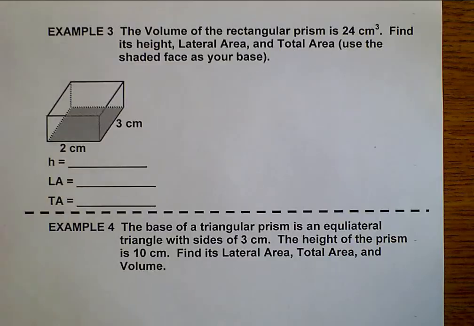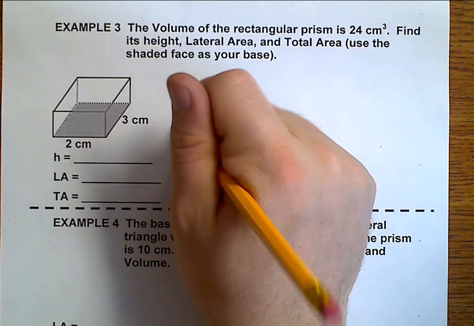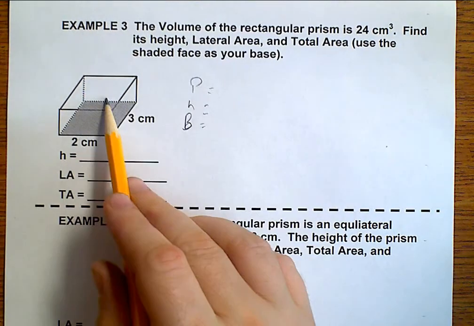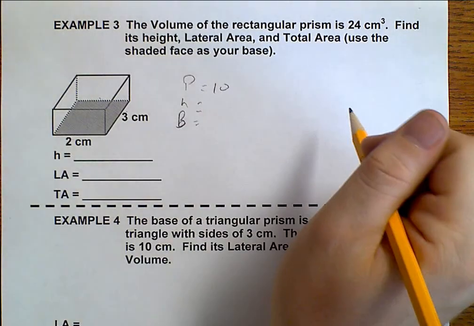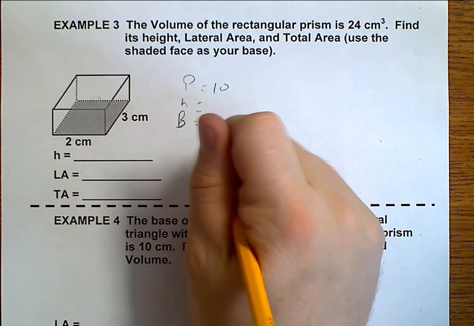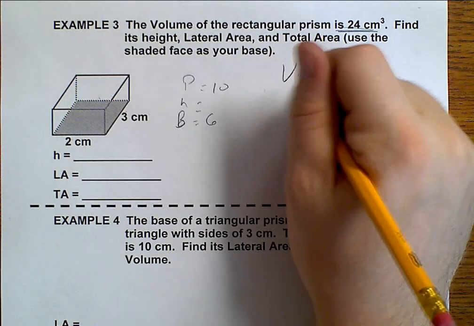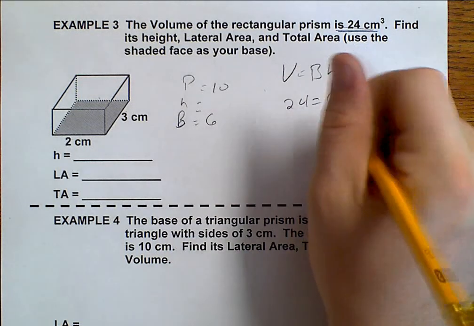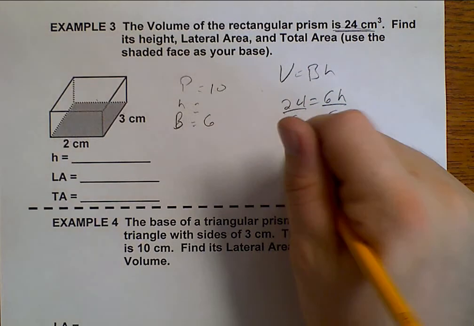Here we have another rectangular prism, perimeter, height, and base. Well, perimeter would be 2 and 2 is 4, 5, 6, 7, 8, 9, 10. We're trying to figure out our height. Area of our base would be 2 times 3 is 6. And here they tell us that the volume is 24. Well, volume equals the area of the base times the height. So that means 24 equals 6h. Divide them both by 6, and 24 divided by 6 gives us a height of 4.